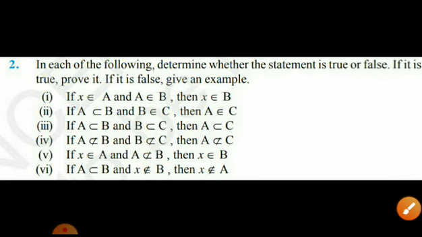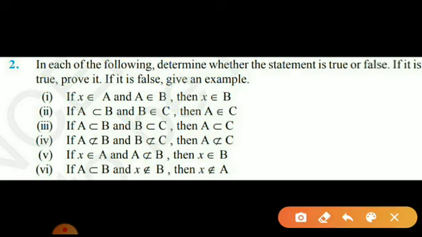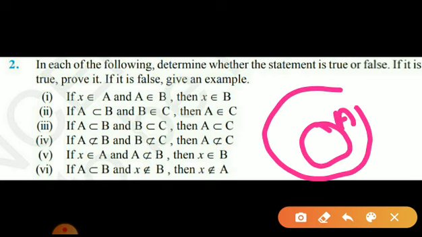Next one. Next is what? The third one. If A is a subset of B and B is a subset of C, then A is a subset of C. See, if A is a subset of B, and B is a subset of C, that is B is contained in C, then can I say that ultimately A will be a subset of C? Yes, that means this will be true.